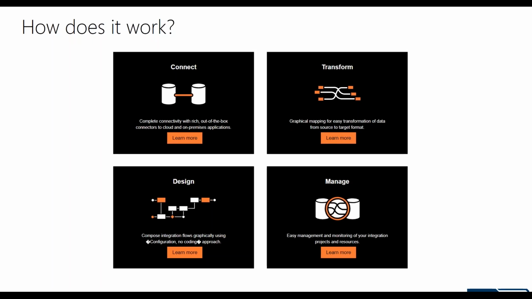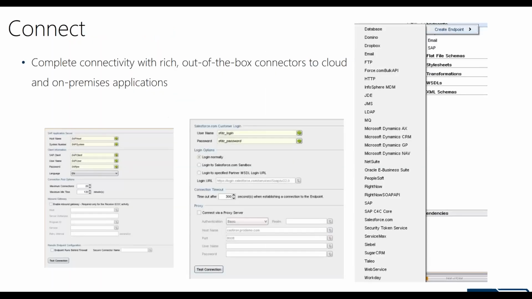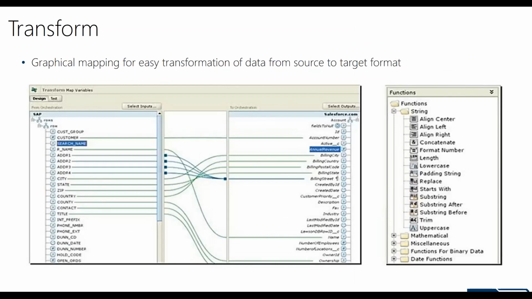And then you design your integration flows, and then you manage, you deploy all your code in the runtime, which is called the App Connect Web Management Console, and it's very simple and a browser-based offering, so it can be easily managed and monitored. So the connectivity, it has rich out-of-box connectors which you can drag and drop in the App Connect Studio. Again, this would be shown by Kaja. Transform, the graphical mapping for easy transformation of data from source to target format.